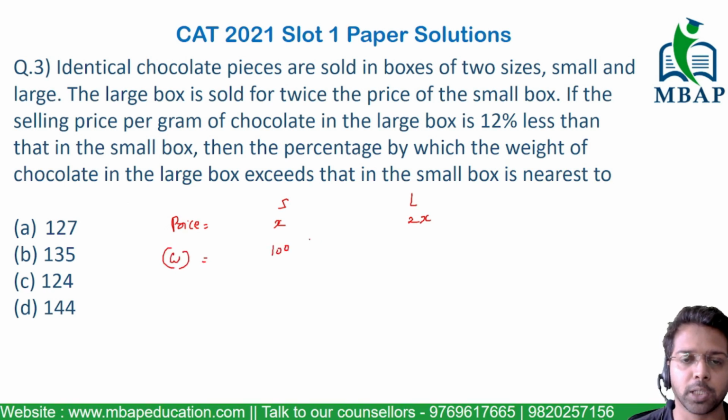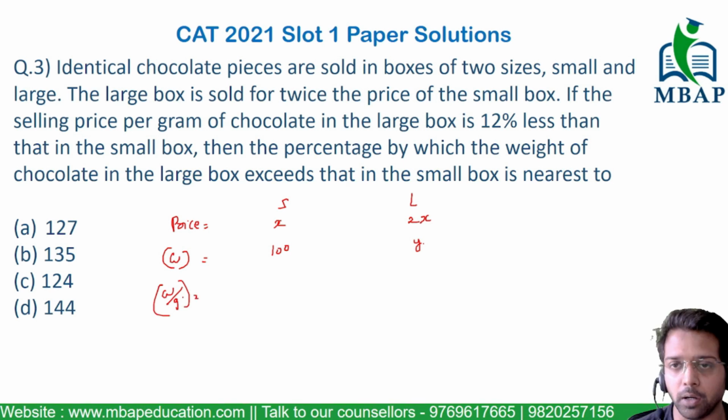If I assume the smaller box weight to be 100, I need to find the relation between 100 and the large box weight. Let me assume it to be y. This could be more than 100, less than 100 or equivalent to 100. What they have also given you, read the question well, it says the selling price per gram. This price per gram relation is also given to me. The difference is basically 12%.